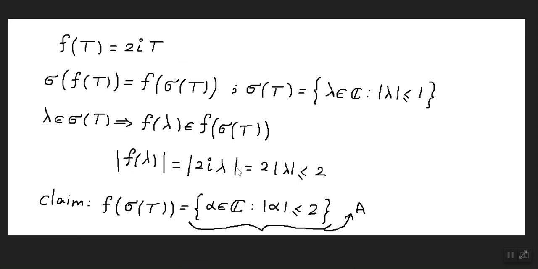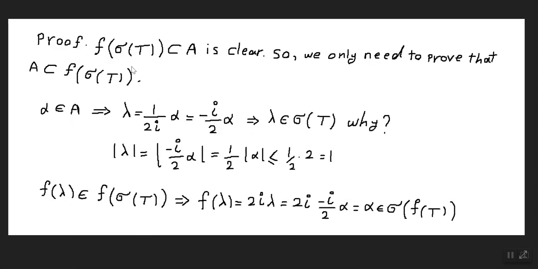This computation shows that each element of f of sigma t has absolute value less than or equal to 2. So this inclusion is valid. It means f of sigma t is a subset of A. So we only need to prove that A is a subset of f of sigma t. It means we have to show that each element of A, like alpha, belongs to this. So you take alpha belonging to A.